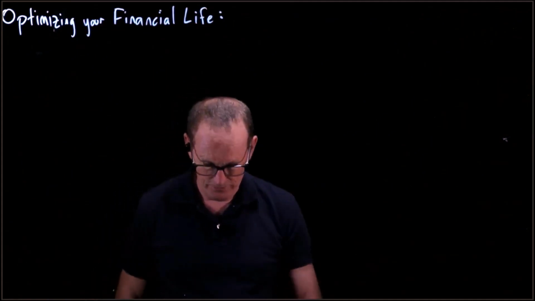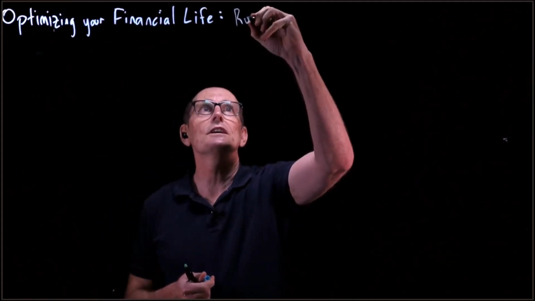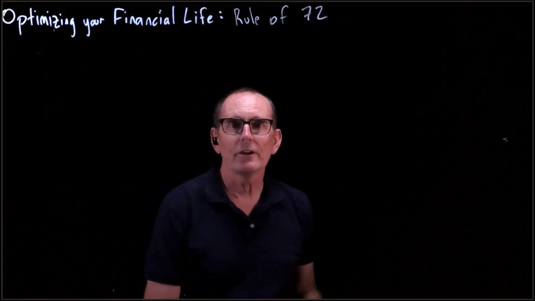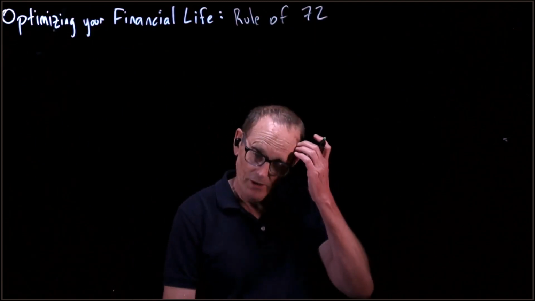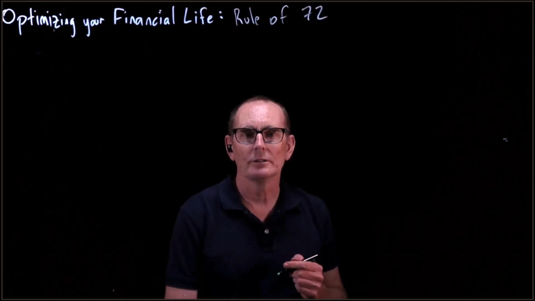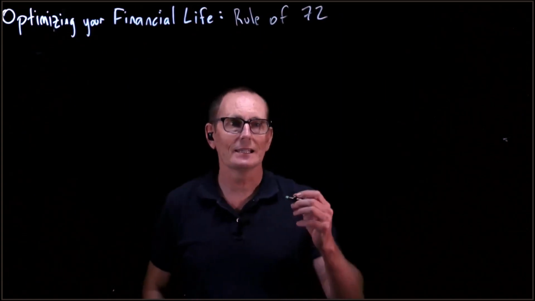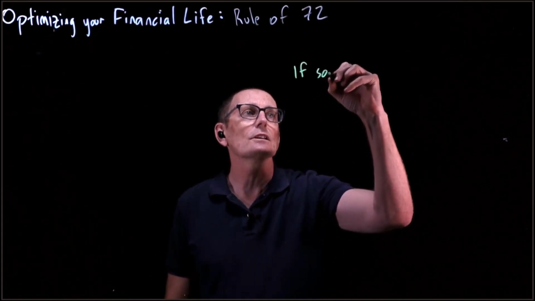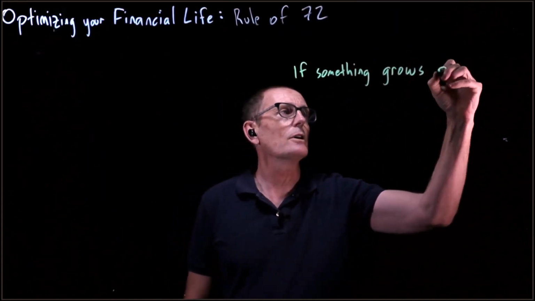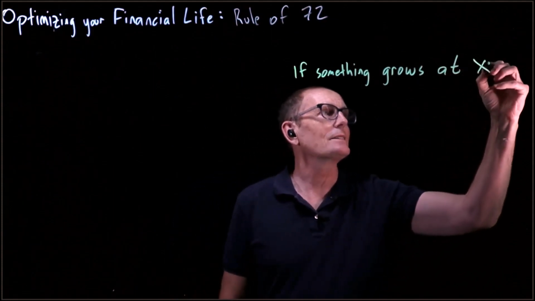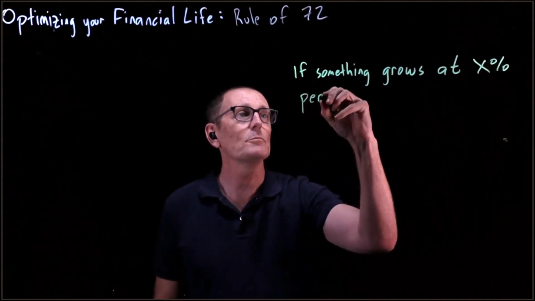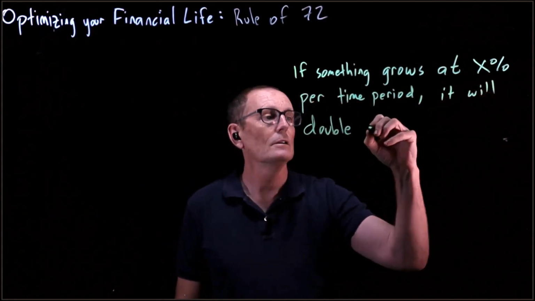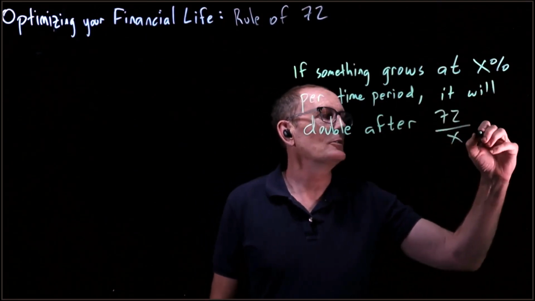How many people have heard of the rule of 72? The rule of 72 is very handy when you are trying to work on exponential growth. The rule of 72 says something basically like this: if something grows at X% per time period, then it will double after 72 divided by X.